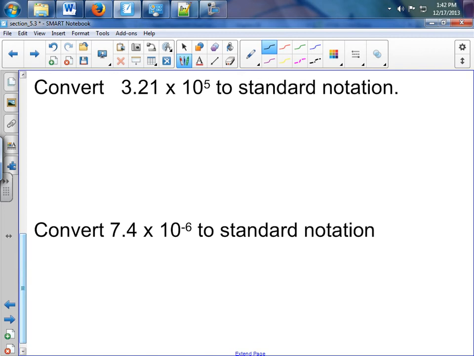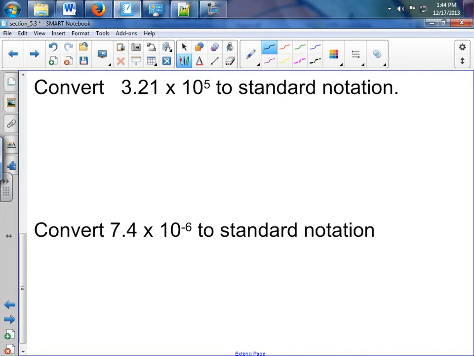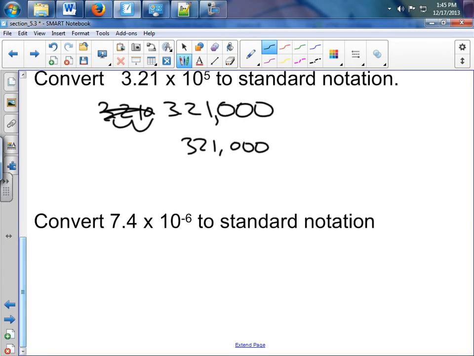I'll let you do that. To switch it back to standard, basically you take your number, and the way I do it is I just go 1, 2, wait, let me do it the right way. How many over do I have to go? 5. Okay, so how many zeros do I have to add? 3. So then I put 321,000. Going this way, I have to add 5 zeros.